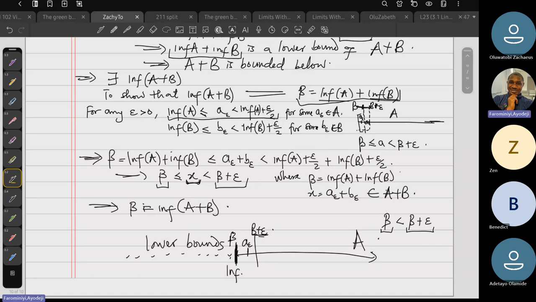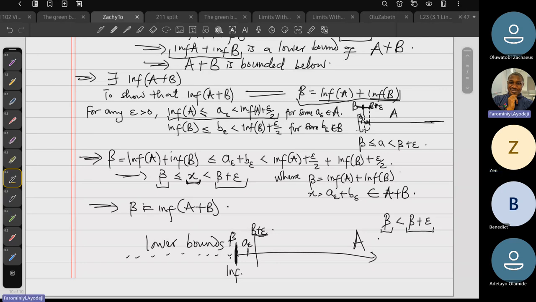So if we add anything to beta, whatever will be between them must be an element of A. And that is why, because that thing will no longer be a lower bound. Because we are saying beta is the greatest of all the lower bounds. Okay? So that's what the characterization is saying.